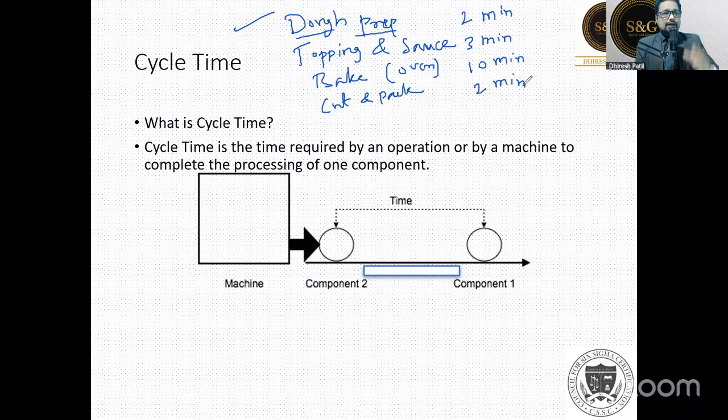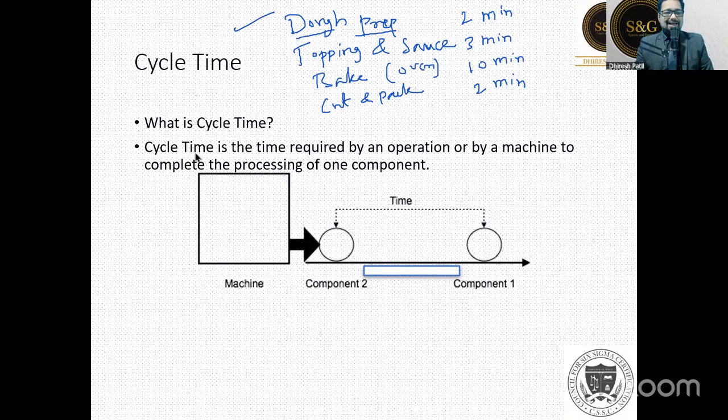Just give me a yes. You go to an ATM center. There is a queue of 5 people. Every person takes 2 minutes to take out the cash. So 2 minutes is the cycle time for that ATM machine. Are you clear with this simple example? Everybody just give me a yes if you have understood cycle time. Yes, step by step, for every step, the time to process one unit. So dough preparation 2 minutes, topping 3 minutes, and so on. That is called the cycle time.